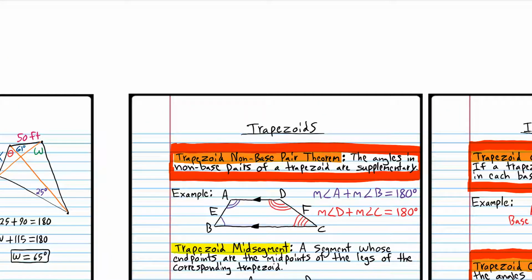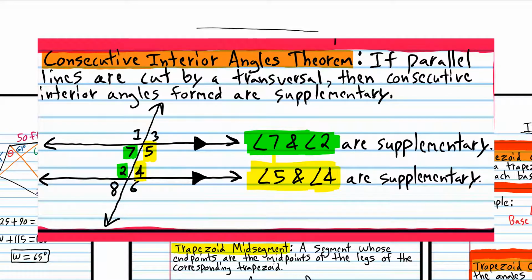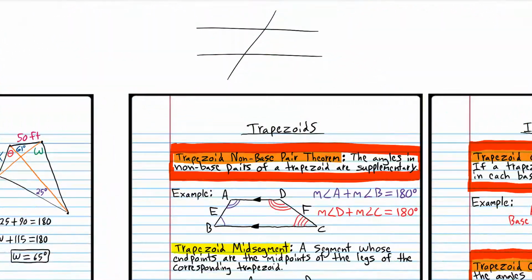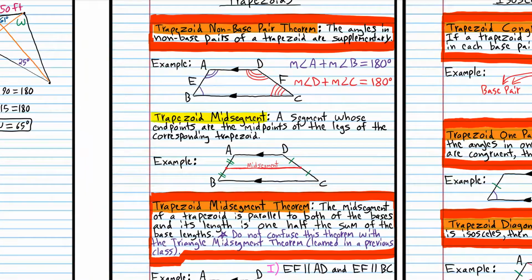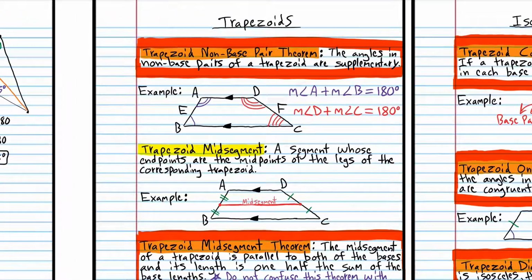I'm going to put the theorem up on the page. Remember transversals? You have two parallel lines and you have a transversal. These are supplementary. That's one of the theorems that we learned. So that's pretty obvious, given the definition of a trapezoid.